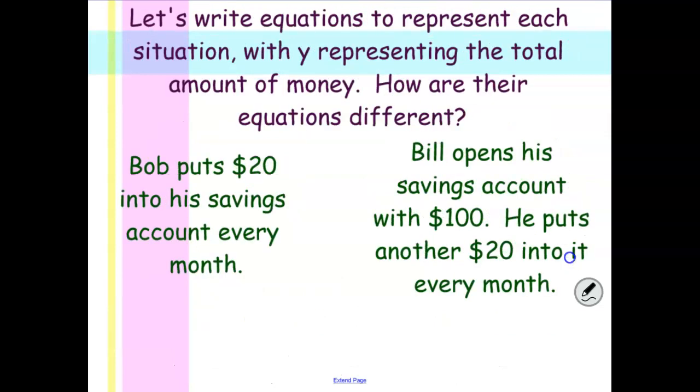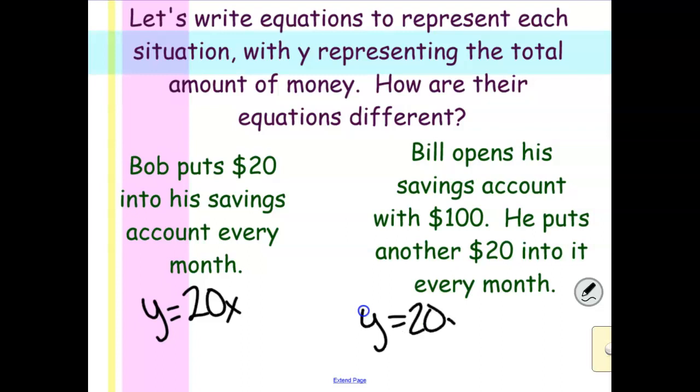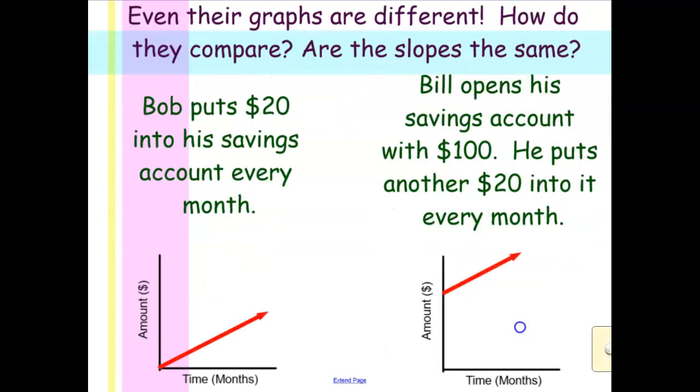All right, let's do an equation for each one. Well, we know that this one, we found the k of 20, so we know that y equals 20x. This one we also know has a slope or an increase of 20, but it started with 100 in it. So we're going to write y equals 20x plus 100, because he's still putting $20 a month in it, but he started with that 100. So we can even see from their equations that they're different.